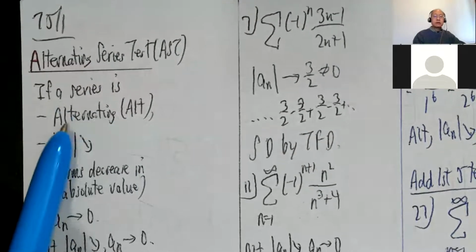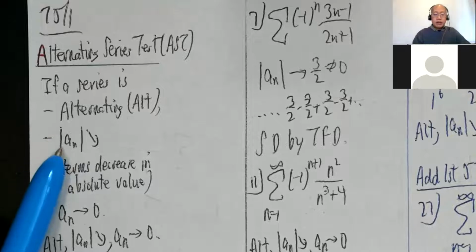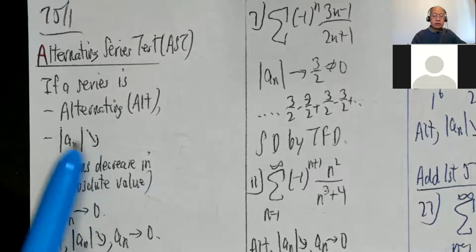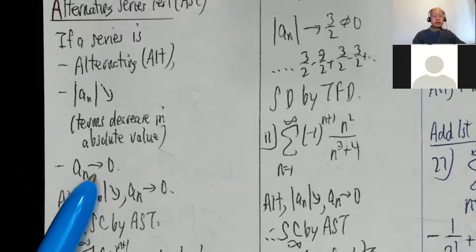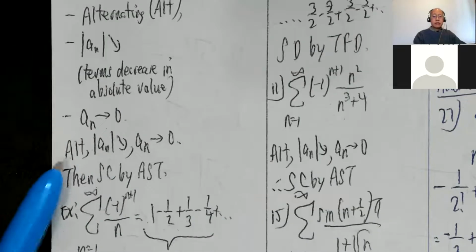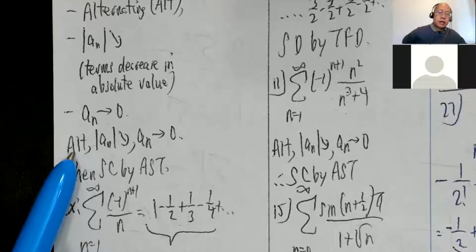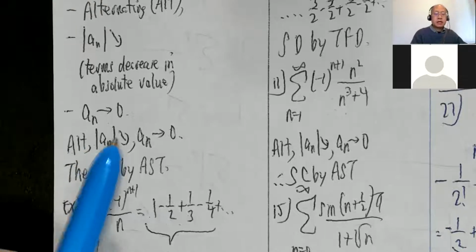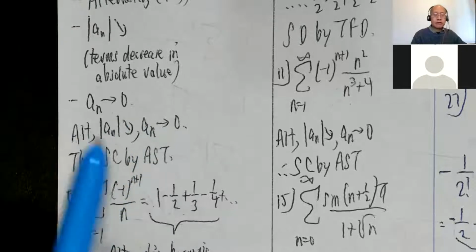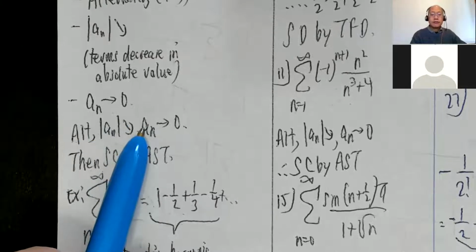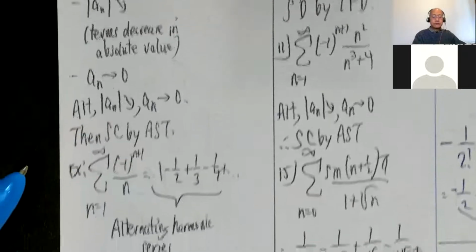If a series is alternating, my abbreviation is alt, the absolute value of a sub n decreases, arrow down. The terms decrease in absolute value, and a sub n approaches 0. Here's the abbreviation that you will write for me on homework, quizzes and tests: alternating, alt, absolute value of a sub n decreasing, a sub n approaches 0. You can even put this on your cheat sheet if you wish. Just give me that exact language if you think it applies. Then the series converges by the alternating series test.